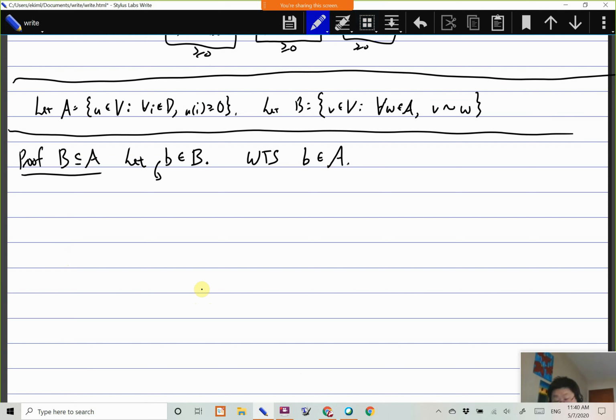Okay, so the fact that we're starting with little b belongs to capital B, and the way this is defined, we get two facts over here underlined. We just need to replace the placeholder little v's with little b's instead. So we get here that little b belongs to V, and we have for all W in A, B tilde W.